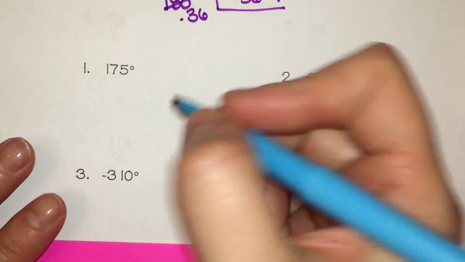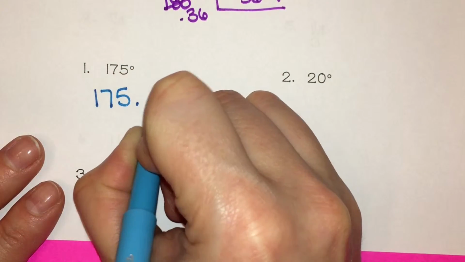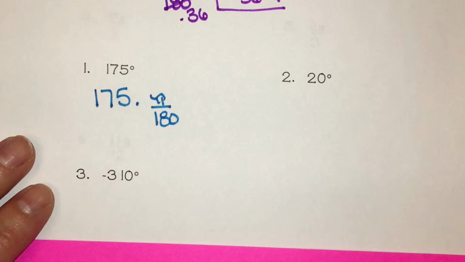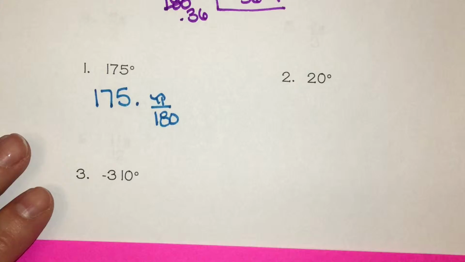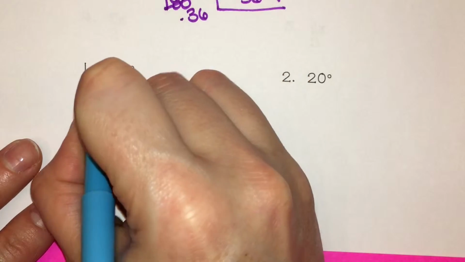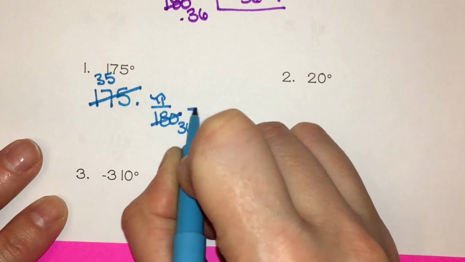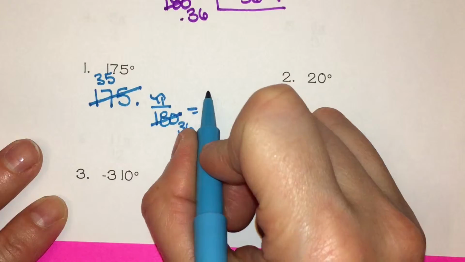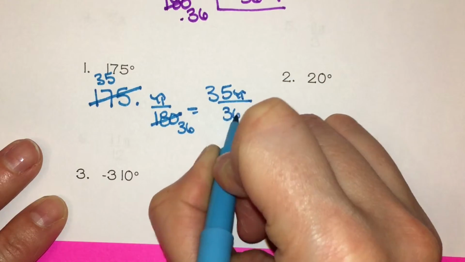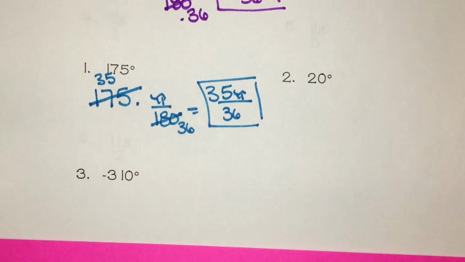All right, the first one, we have 175 times pi over 180. I can divide 175 and 180 by 5. 175 divided by 5 leaves me with 35. 180 divided by 5 is 36. So we multiply 35 times pi is 35 pi over 36. So that one is in radians.